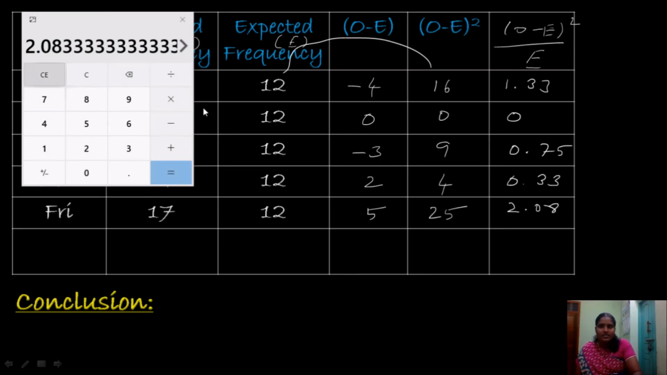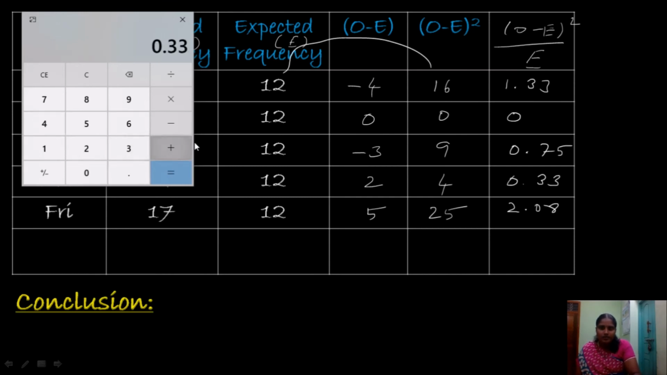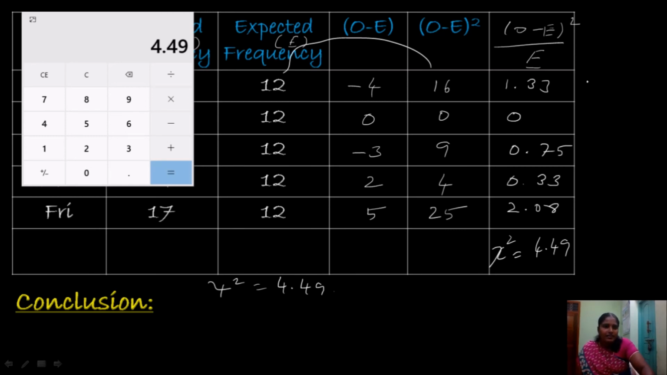By adding all these values together, 1.33 plus 0 plus 0.75 plus 0.33 plus 2.08, we get the total as 4.49. So this is our chi-square value. Our calculated value of chi-square is 4.49.